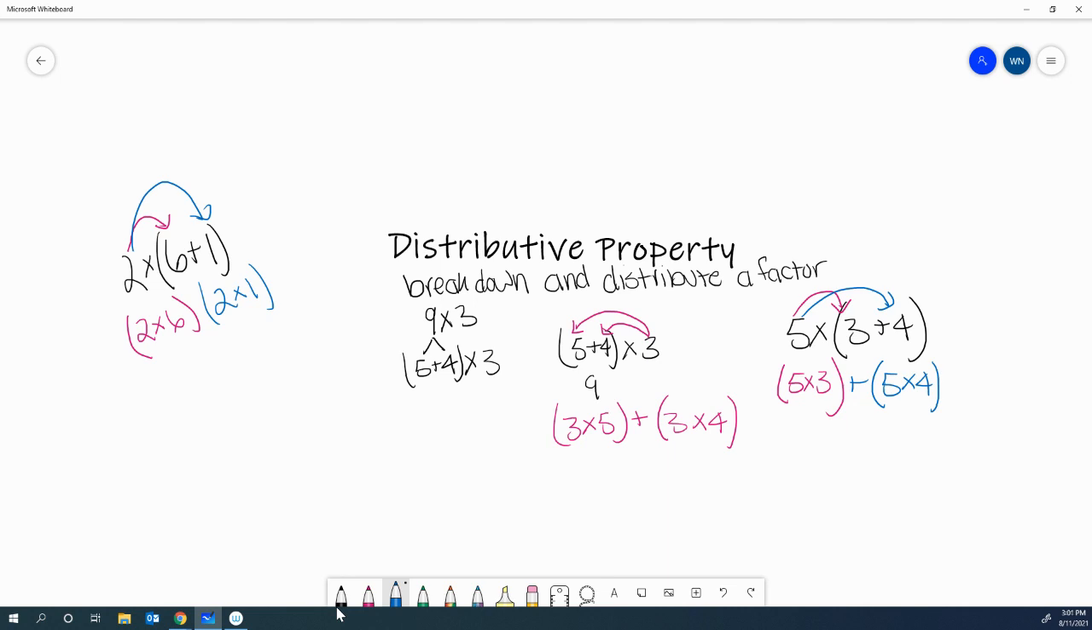Distribute means to give. So if you have a teacher that's distributing pencils, she is giving out pencils. So you're going to distribute the number by itself to the other factors in the parentheses. I know that one could get a little confusing, but we're going to take time and do lots of practice with it.